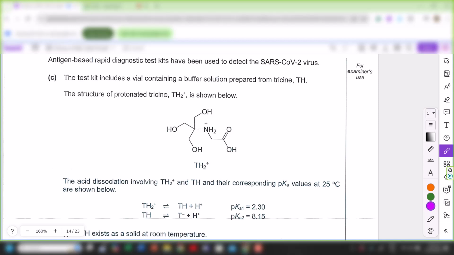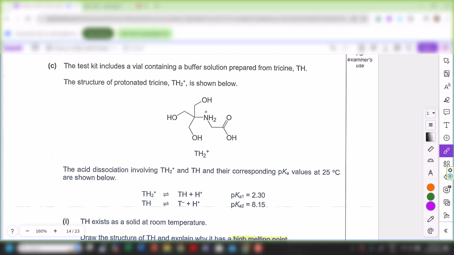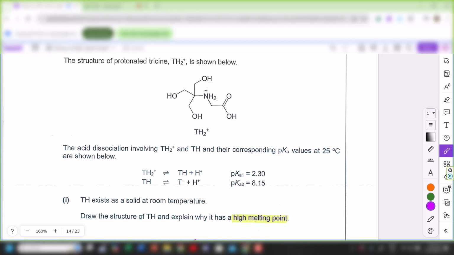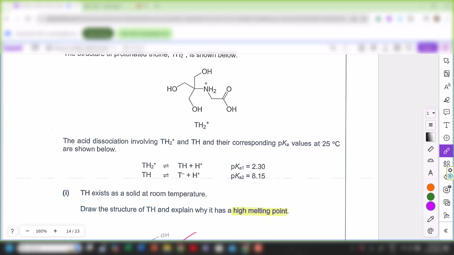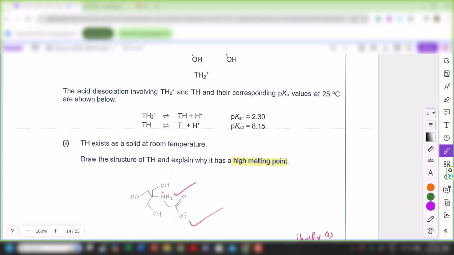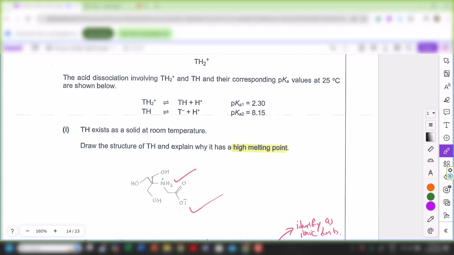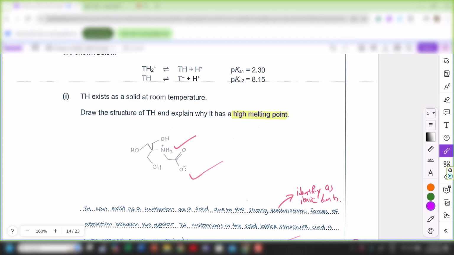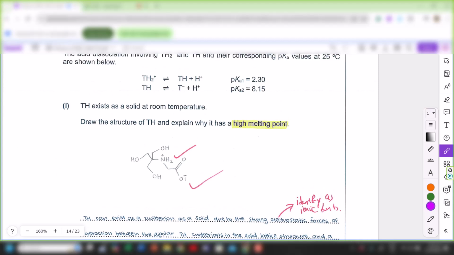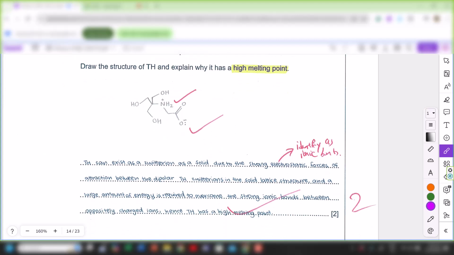Then next you have this antigen test kit, which is a protonated trypsin. So again, 3 alcohols. The N over there is not an amide. It looks like an amide, but it's not, because there is a CH2 separating the carbonyl carbon and NH2. Then the question asks you to draw the structure and explain why it has a high melting point. So again, you have to show the zwitterion. Why does it have a high melting point? Because the zwitterion can form strong ionic interactions between the particles.